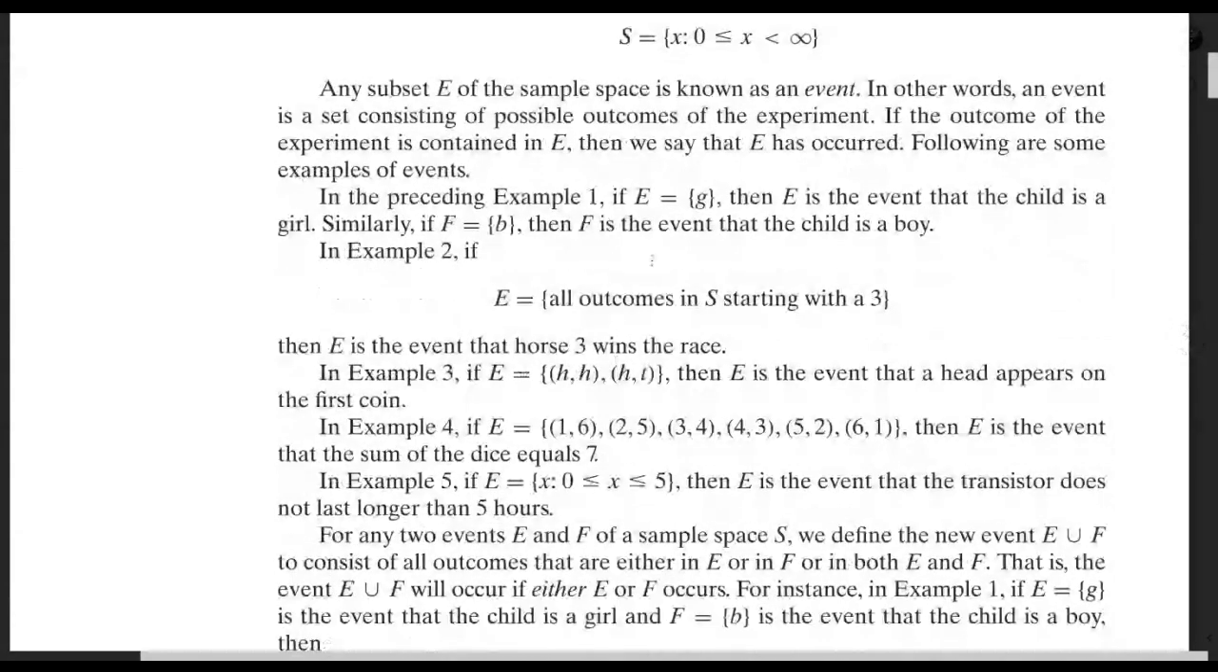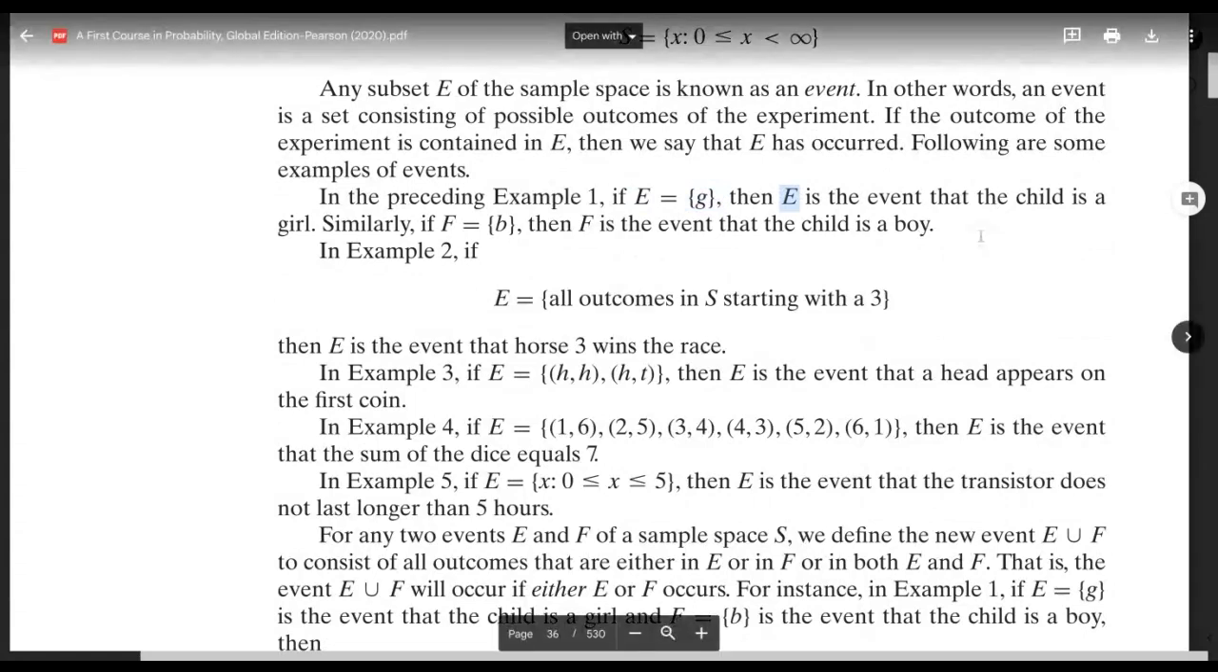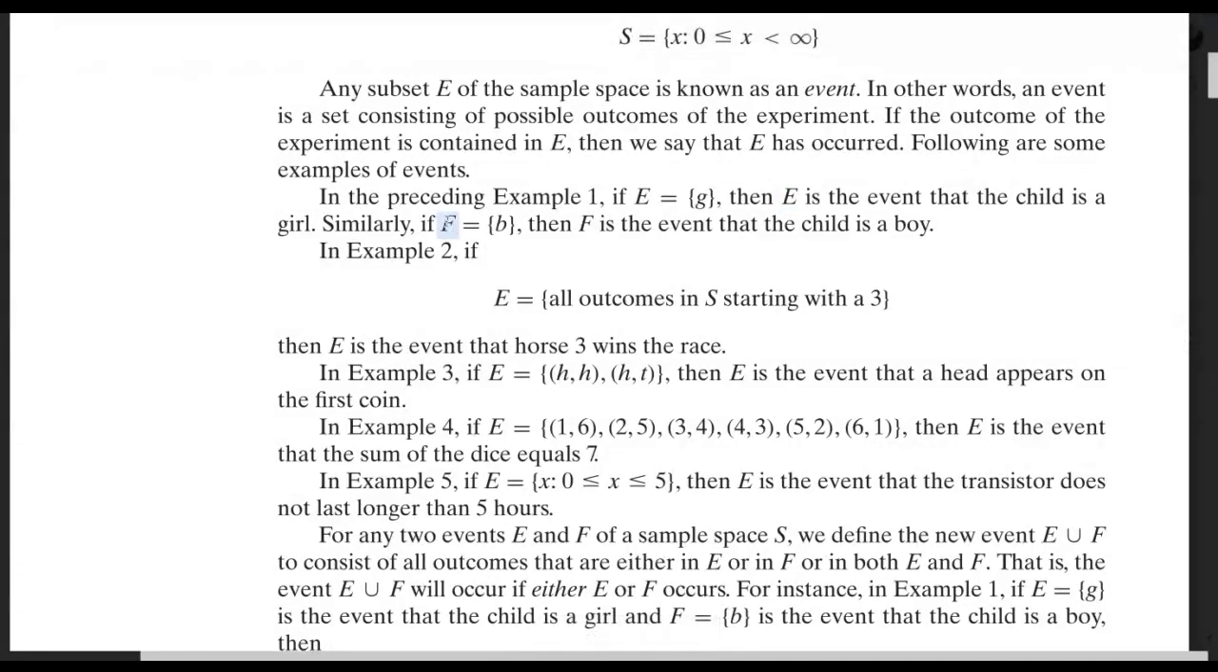So let's see in example 1. If the newborn is a girl, E is the event that a child is a girl. So that's what we call the event. Similarly, if E equals B, this is a typo, right? If the event equals B, that means the child is a boy. That's the event.